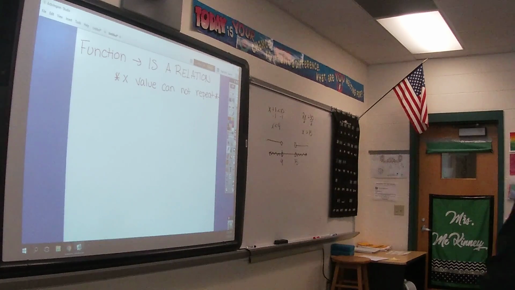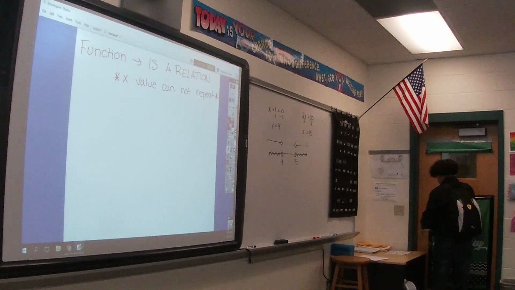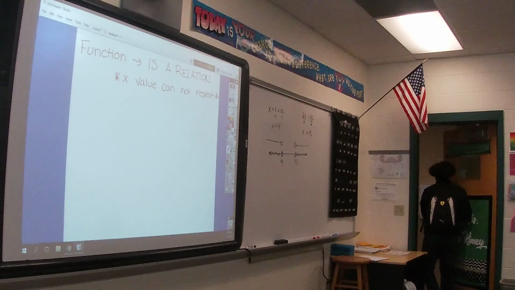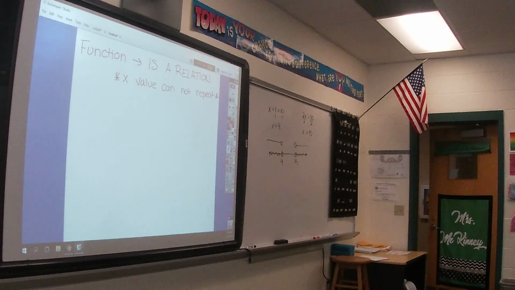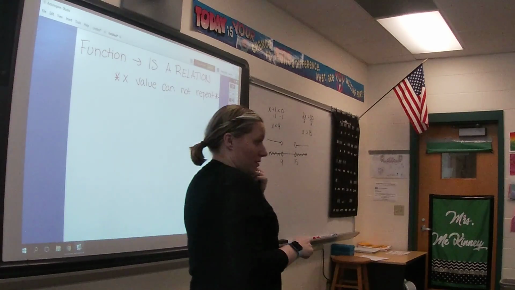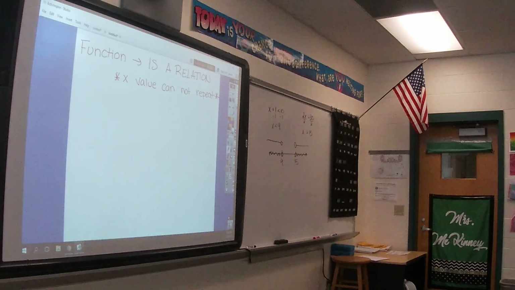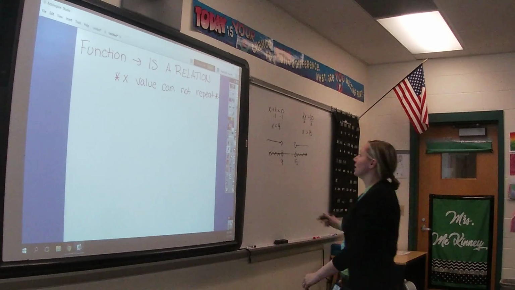Okay, so our big objective today is going to be to decide, if I'm given info, so if I have a bunch of relations in a hat and I pull out a card, we want to decide, is it a relation or is it not a relation? Is it a function that's a relation or is it not a function that's a relation? Okay, so let's look at some options here.